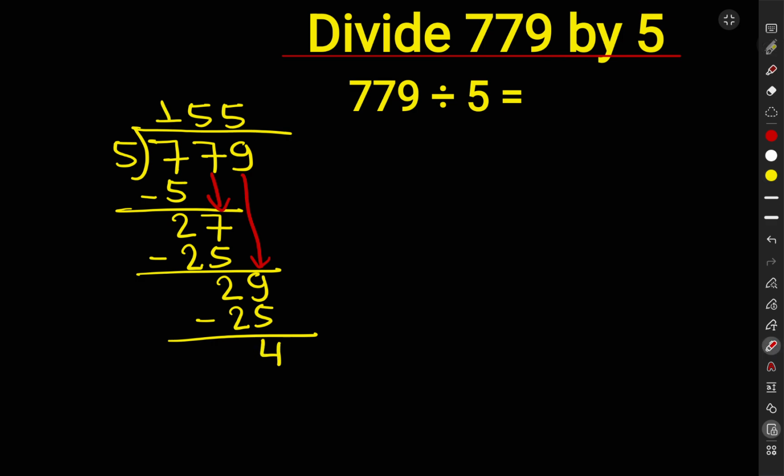So now we have no other number to put down. So we take a decimal here, so that we put 0. So it is 40 and 5 times 8 is 40. On subtracting we get 0. So 779 divided by 5 is 155.8.